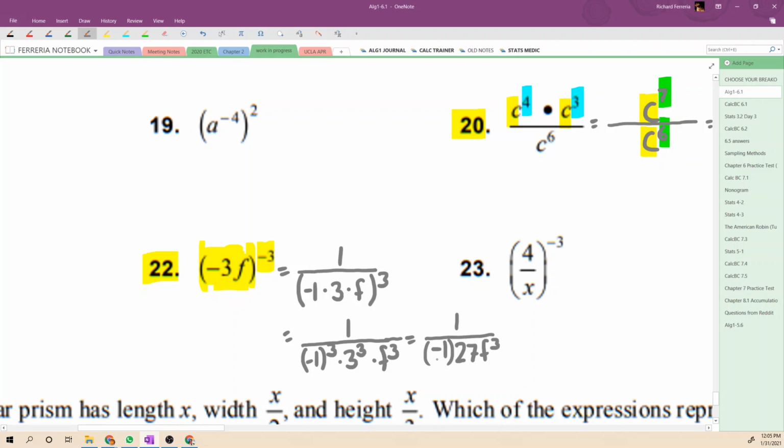Now again, like I said, with this negative 1, we can go ahead and just multiply that by 27. So 27 times negative 1, that's just negative 27.